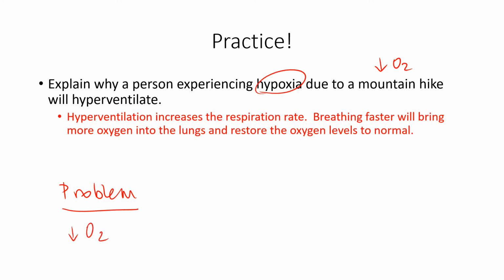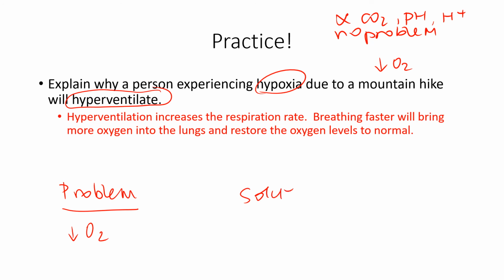Let me make a point here. There's no problem with CO2, no problem with pH, no problem with hydrogens. Okay, no problem with those. We are only focused on oxygen levels. Okay, and so you'll notice the solution here is for this person to hyperventilate. The solution helps us to bring more oxygen into the bloodstream as fast as we can, so we increase the respiration rate as long as we're experiencing an oxygen debt. Okay, so once again, you don't have to have a problem with all blood chemistries. This case just is an issue with oxygen levels.